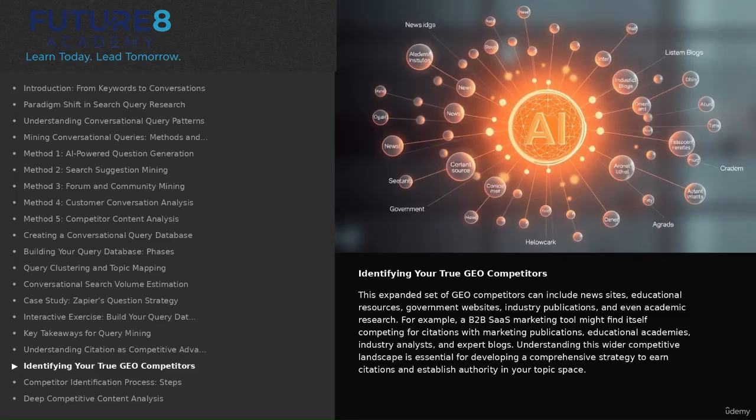For example, a B2B SaaS marketing tool might find itself competing for citations with marketing publications, educational academies, industry analysts, and expert blogs. Understanding this wider competitive landscape is essential for developing a comprehensive strategy to earn citations and establish authority in your topic space.